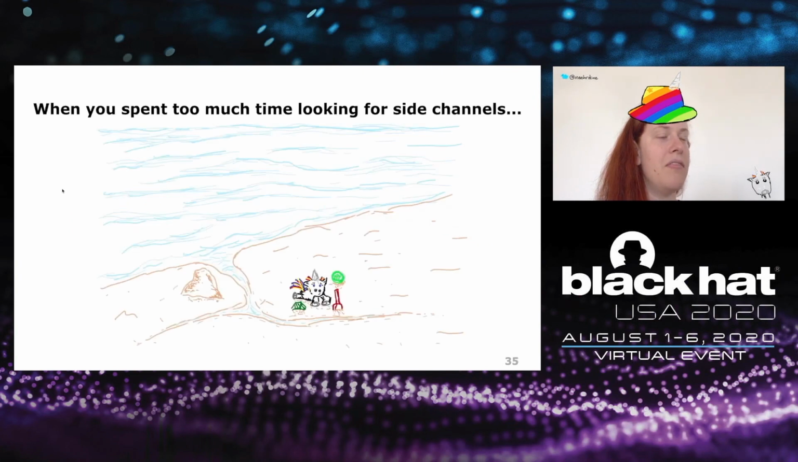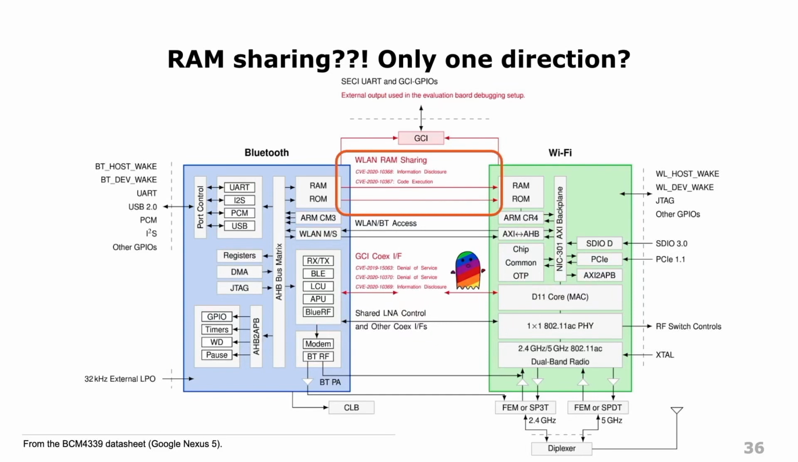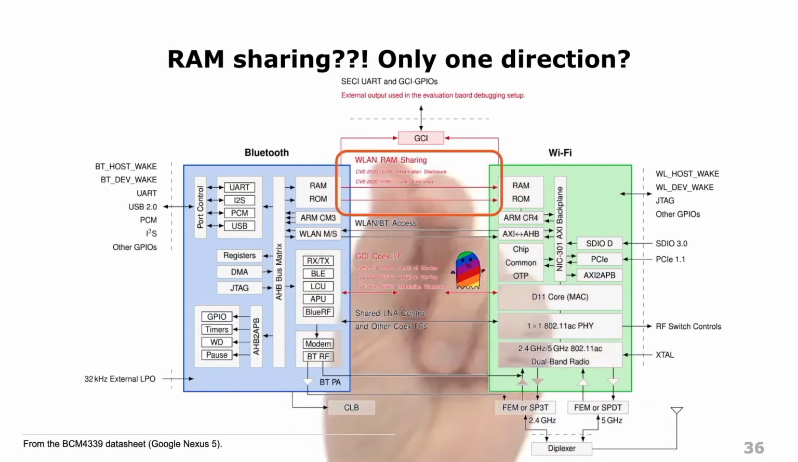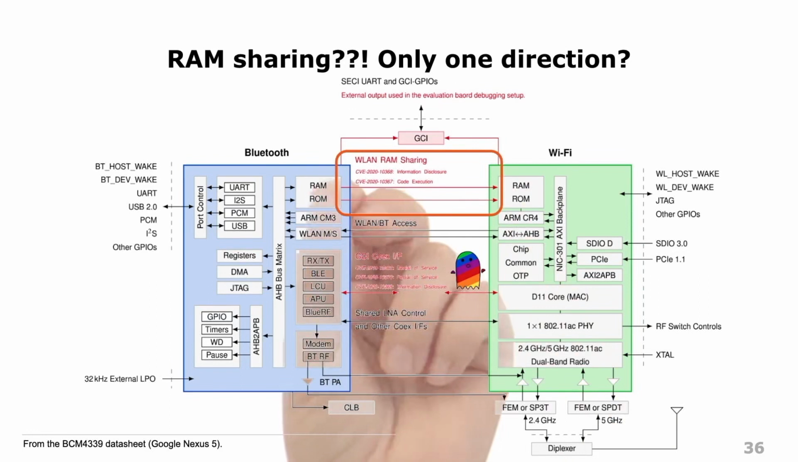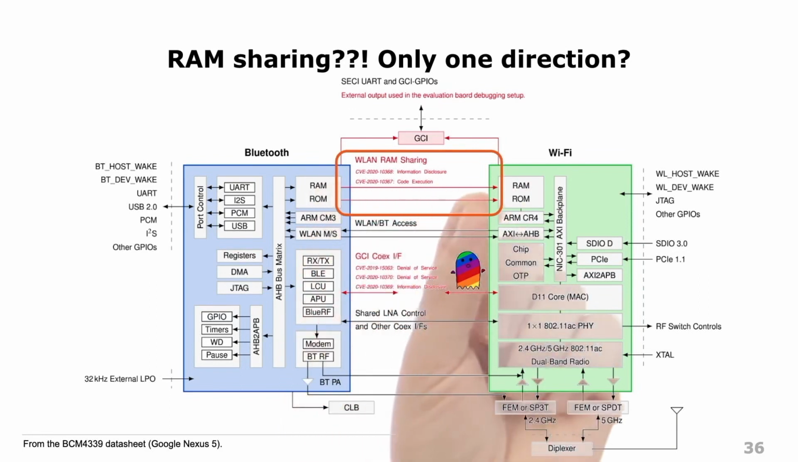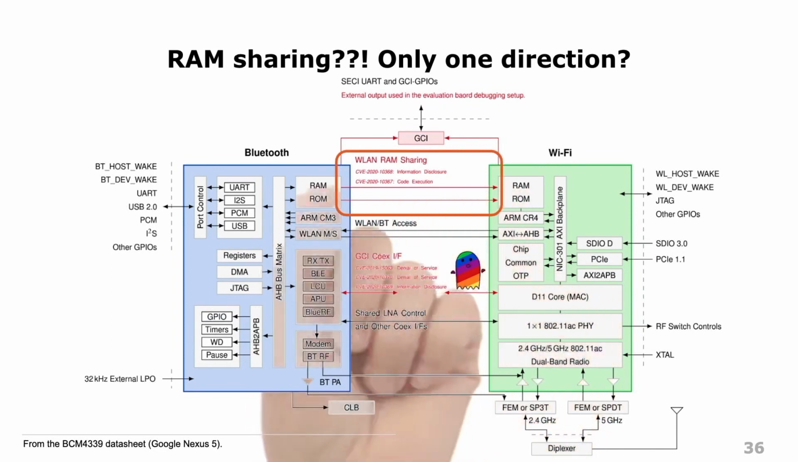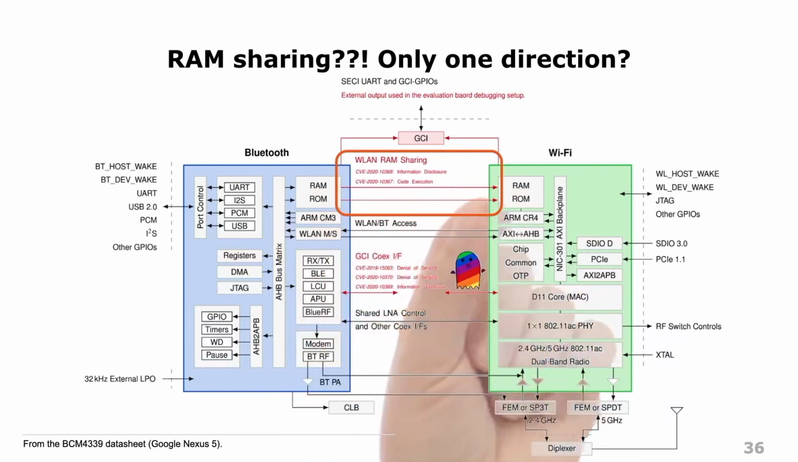And I would call it the effect of when you spend too much time looking for side channels, like you dig everywhere, like here and there and there and there, but then you miss the one big thing, which is the WLAN RAM sharing. So it is actually here, so you can see somewhere between Bluetooth and Wi-Fi, there is this connection, and there are actually two arrows for whatever reason, and they only go in one direction for another reason. And well, it's a bit weird, and there is nothing else written than this.